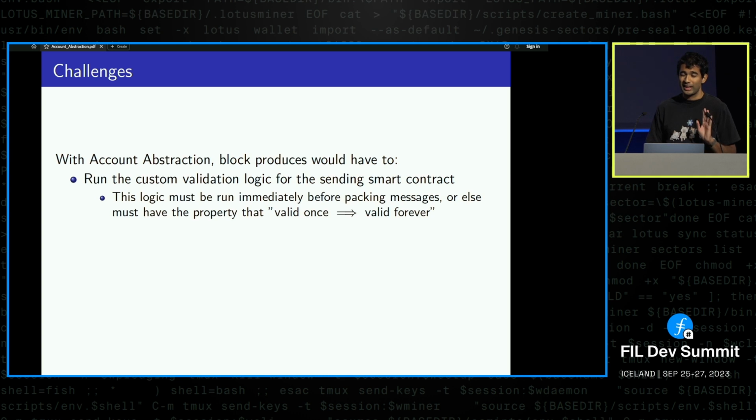Further, this logic has to be run immediately at the time of message packing, at the time of block production, because it might not be the case that if the message looked valid yesterday, it's still valid today, unless we somehow enforce the property that all of these validation methods have the property that if you're valid once, you'll be valid forever. But that opens up a question of how do you do that?